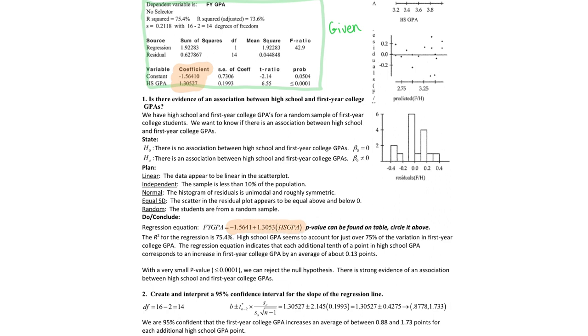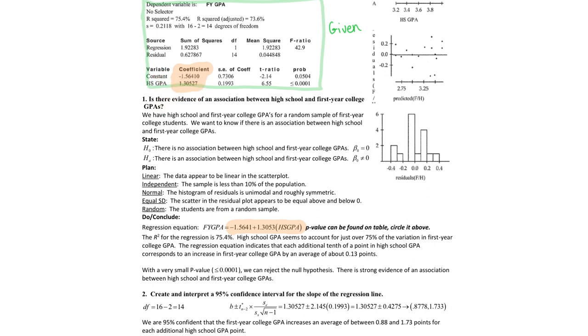Now notice that we always write that out in words. If you were to define some, like if you were to write an X here and you put an X there, I think you'd be okay. Things like that. So the p-value can be found on the table, circle it above. So I just highlighted it so you could circle it and know where those are.